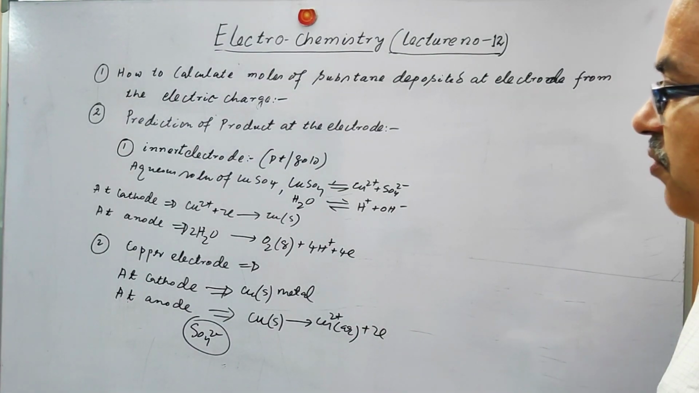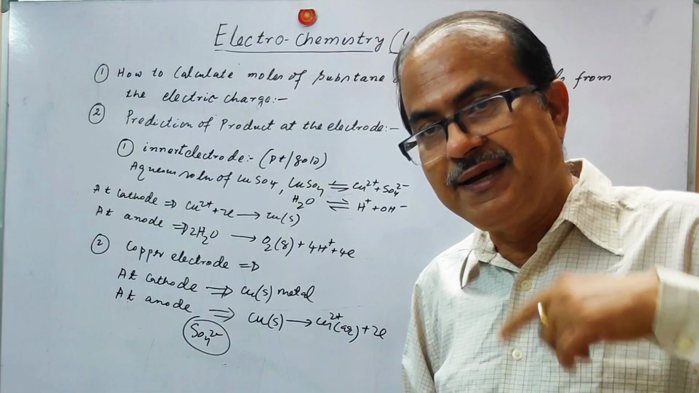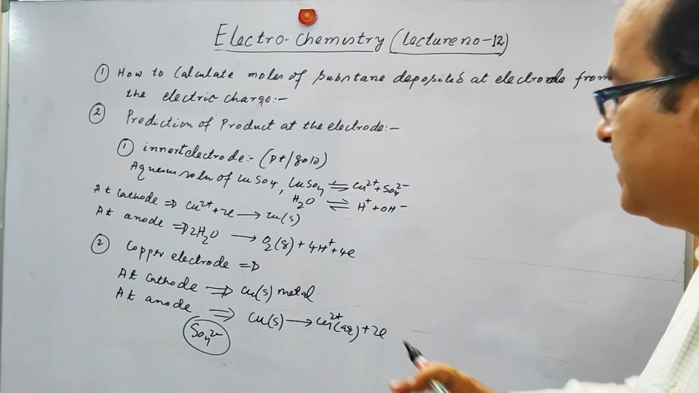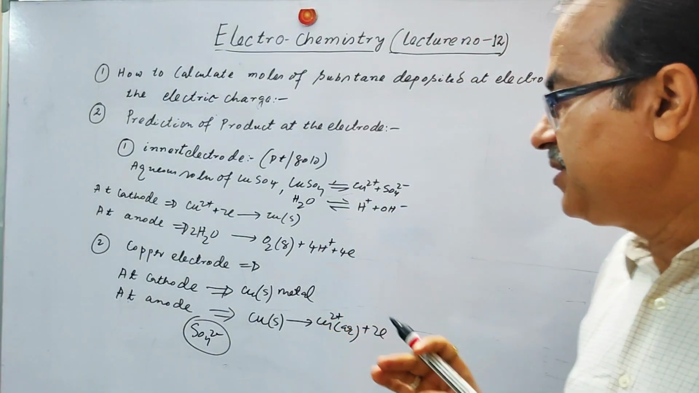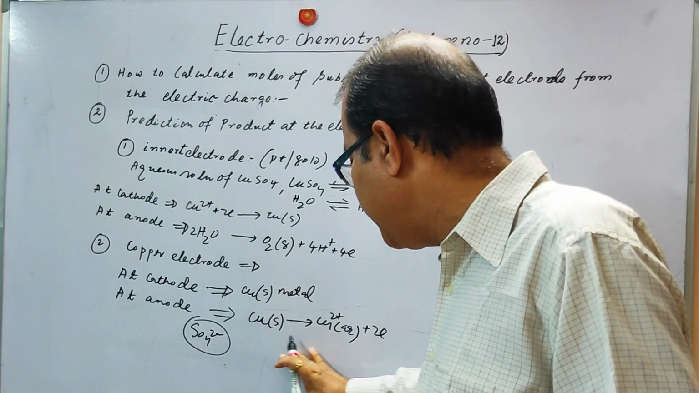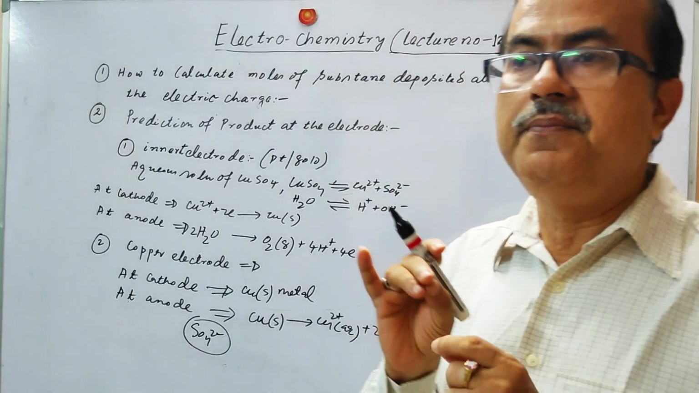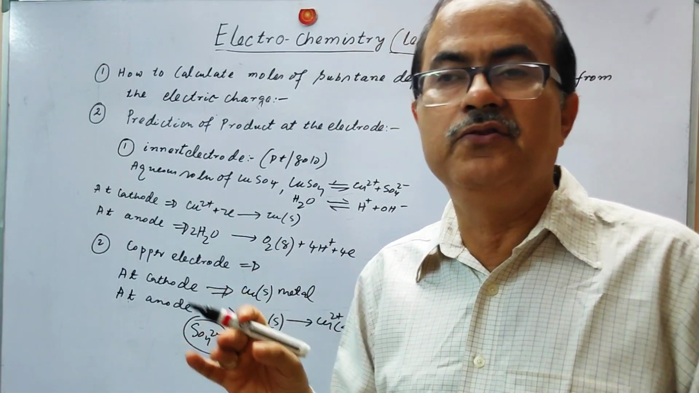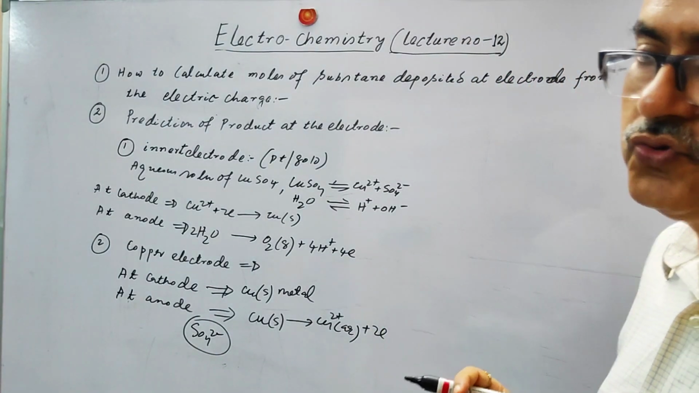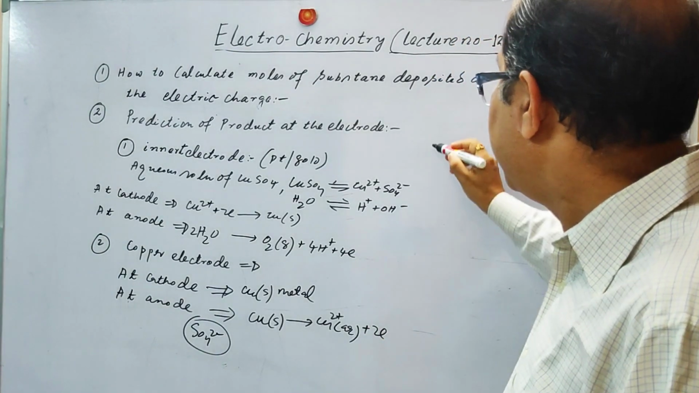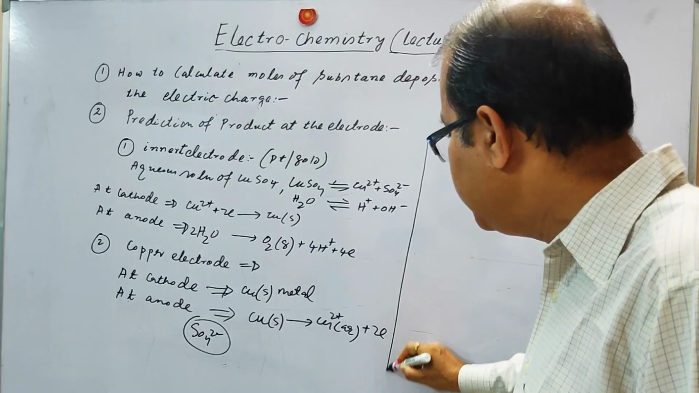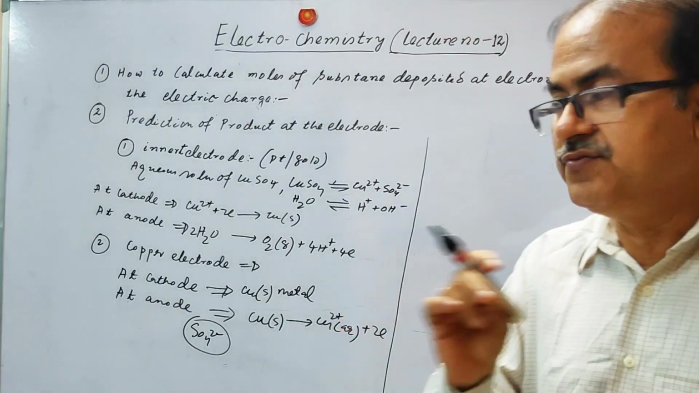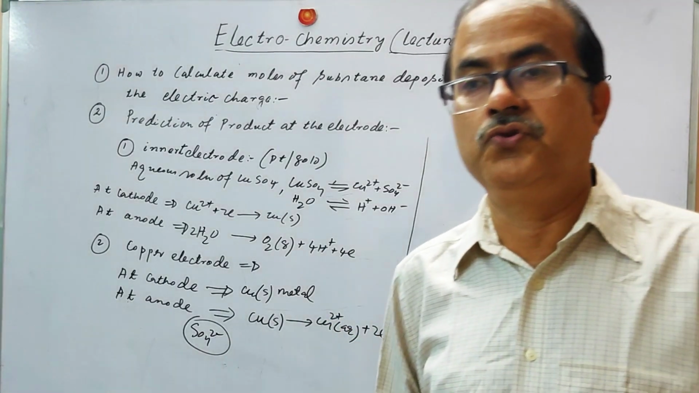Where in case you use the copper electrode at the cathode, you will find the same thing, that is, copper metal is deposited. But at the anode you will find the copper metal has been converted into copper ion and goes to the solution. So you can understand how the inert electrode influences the product at the electrode.